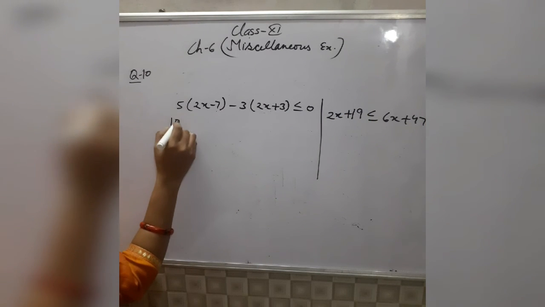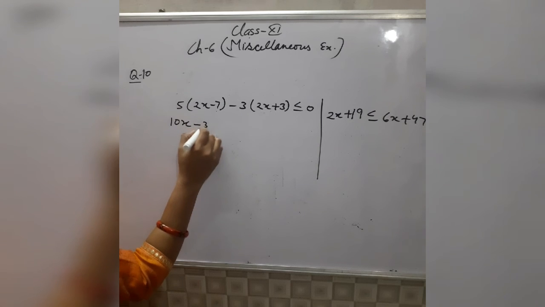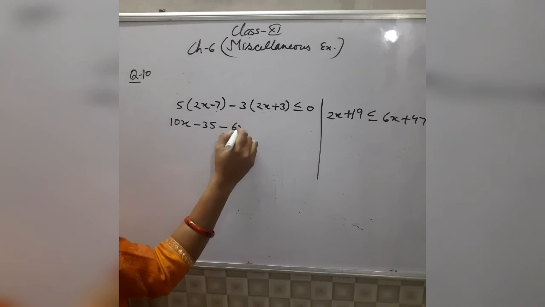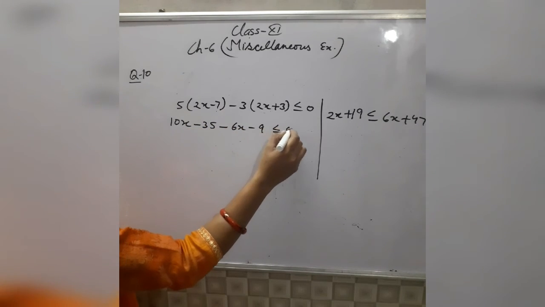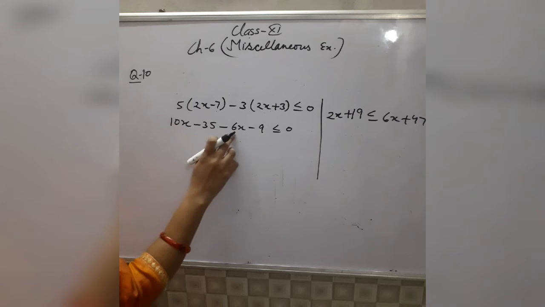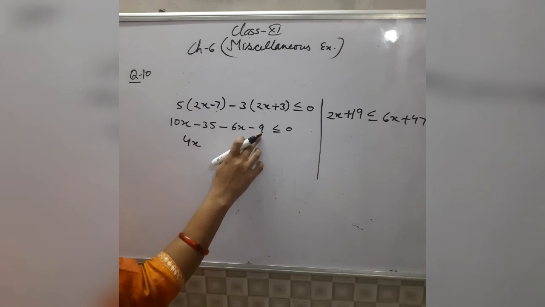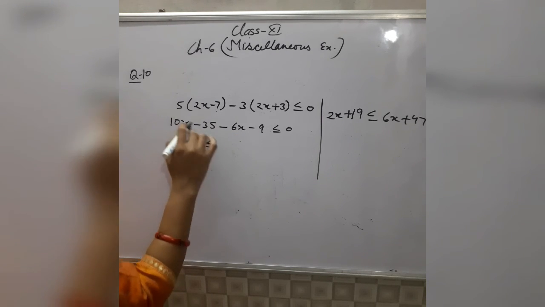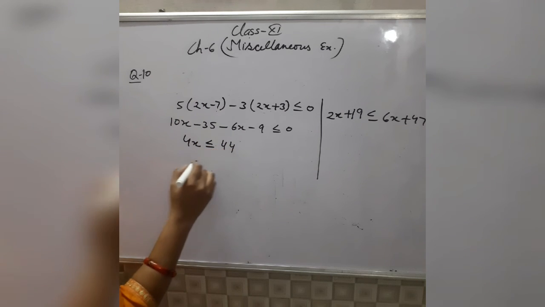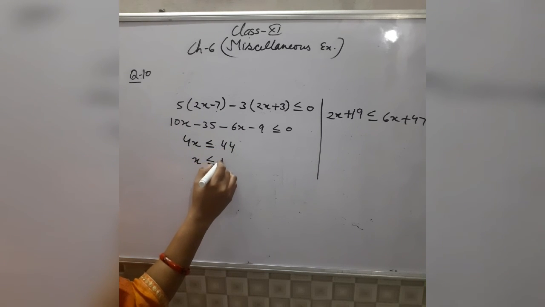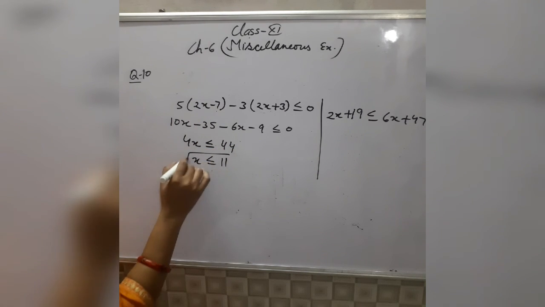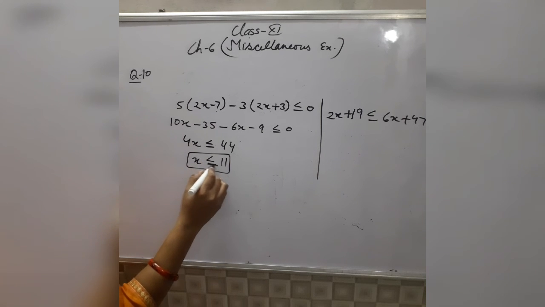Now 5 into 2x is 10x minus 35 minus 6x minus 9 less than or equal to 0. 10x minus 6x is 4x, minus 35 and minus 9 becomes minus 44, which comes on this side and becomes plus 44, and x is less than or equal to 44 by 4, which means 11. The equal to sign is given to you in this case.